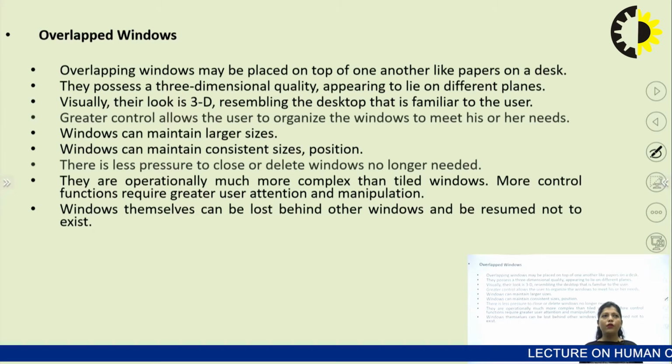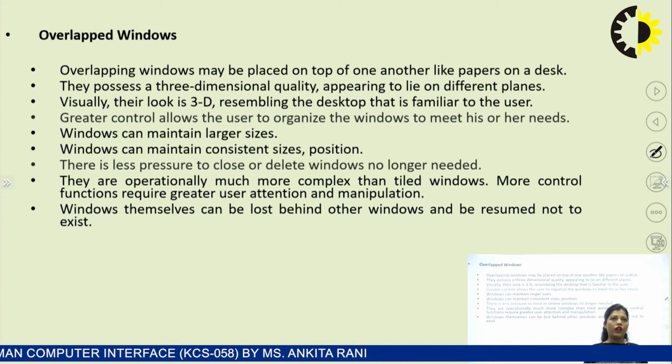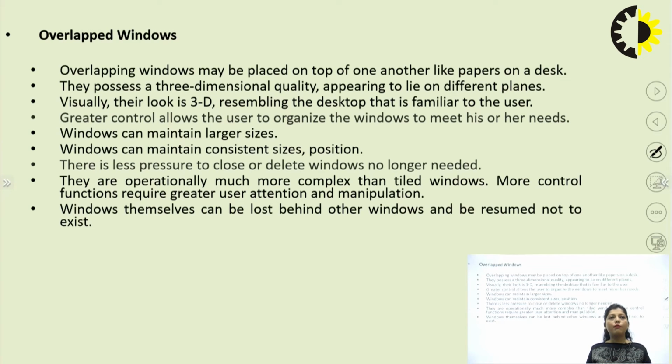Next is the overlapped window. Overlapping windows may be placed on top of one another like paper on a desk. Means in overlapping windows, the user can perform multiple tasks at a time. They possess a three-dimensional quality, appearing to lie on different planes. So they resemble a 3D look because in this, multiple windows are open. The user can work on multiple tasks. Greater control allows the user to organize the windows to meet his or her needs.